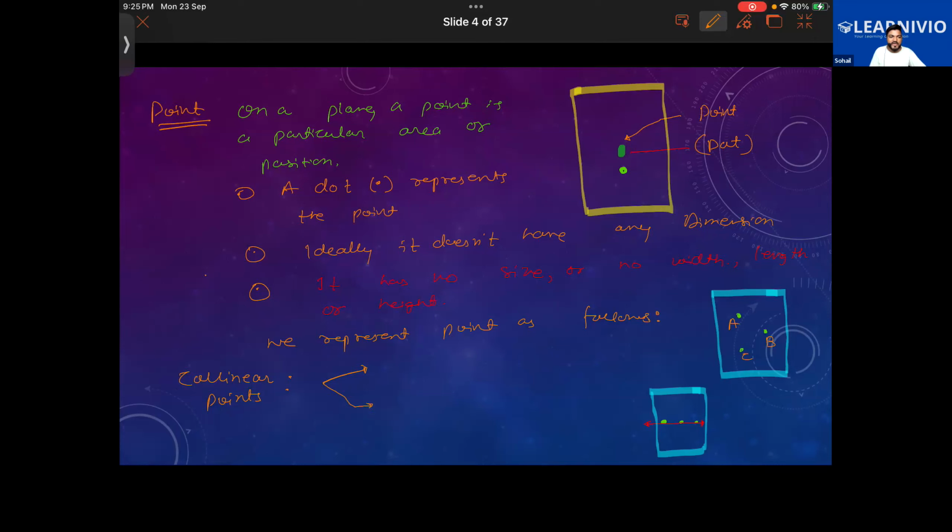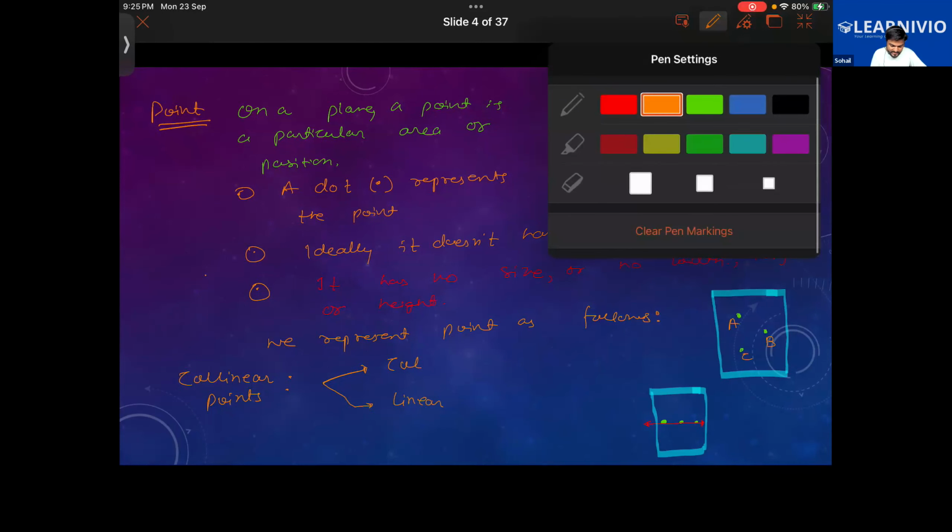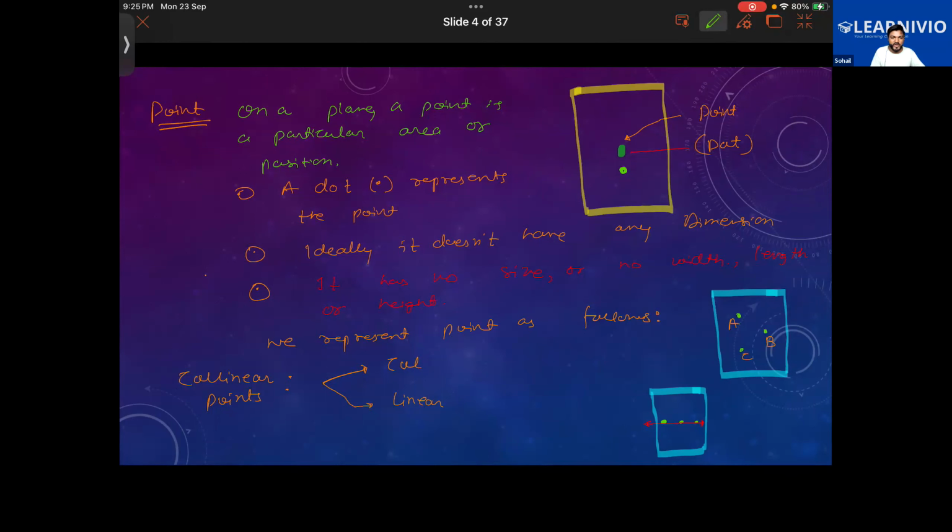By the way, the word collinear has been derived from the Latin words col and linear. The word col in Latin means together. And linear means line, in the same line. So collinear means together in the same line.